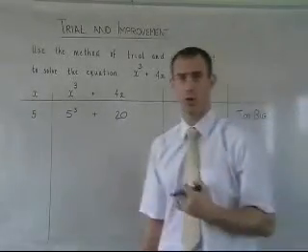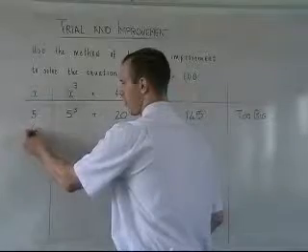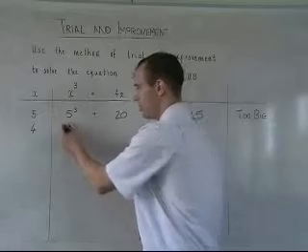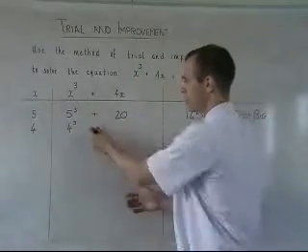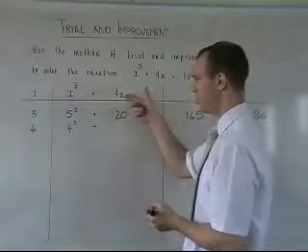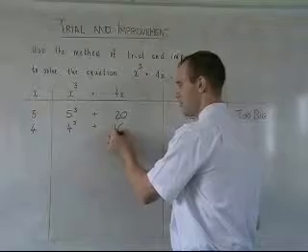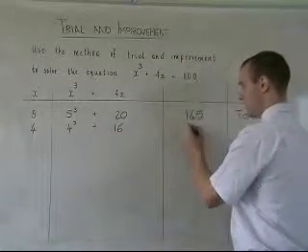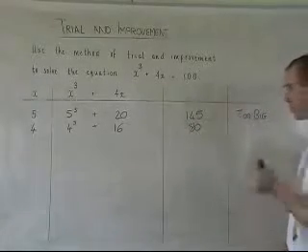Because it's too big, we're going to try something smaller, which is a 4. Now we need to put this in each time, so we're going to have 4 cubed plus 4 times x, or 4 times 4, which is 16. And we're going to add the two together, and we're going to get 80. Now this is obviously too small.